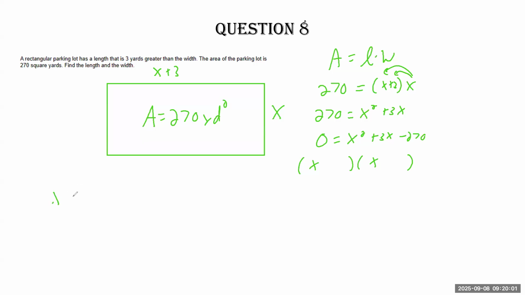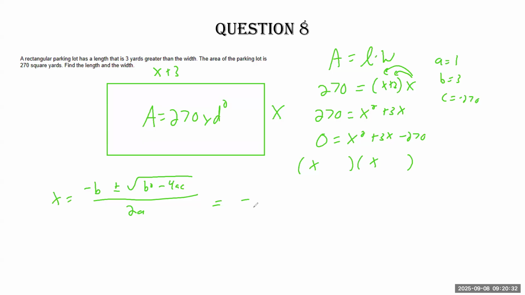formula. x is equal to negative b plus or minus the square root of b squared minus 4ac, all divided by 2a. So I'm going to plan B because I'm not really sure what these factors are. So I'll use this to help me. So we know that a equals 1, because that's 1x squared. b equals 3. And c equals minus 270.